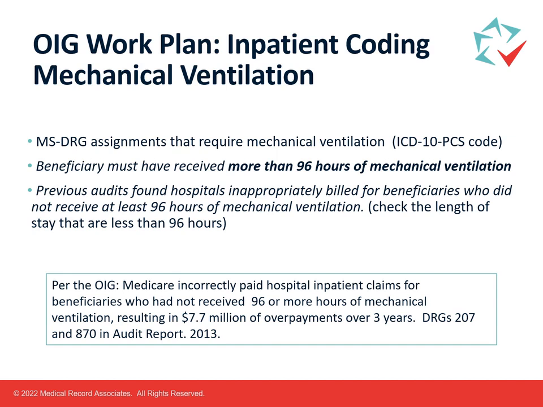Now, by putting this on the work plan, you may think, well, it's kind of a new target. It actually is not. The OIG did do an audit report back in 2013 and talked about the overpayments of the mechanical ventilation coding of 96 hours or more. Back in 2013, when this was released, DRG 207 and DRG 870 were a primary target, and they identified through that audit that 7.7 million in overpayments over a 3-year period had occurred.